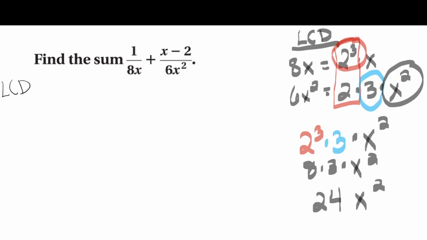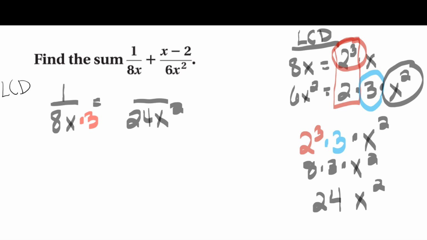So now I'm going to rewrite my two fractions so that they have this common denominator. I have my 1 over 8x, and I need to turn that into a common denominator of 24x squared. So I need to think of what I am multiplying by. I'm multiplying 8 times 3, and x times x to get x squared. So whatever I multiply my denominator by, I'm doing the same thing to my numerator. So 1 times 3x gives me 3x.